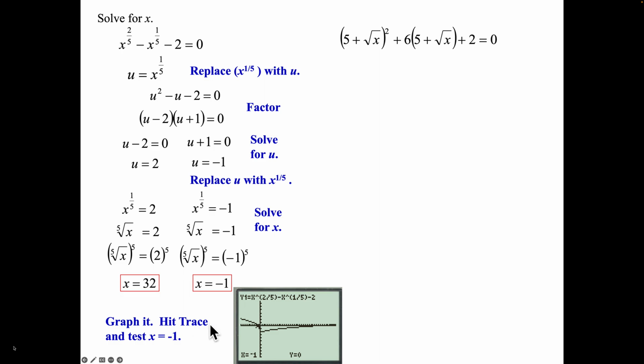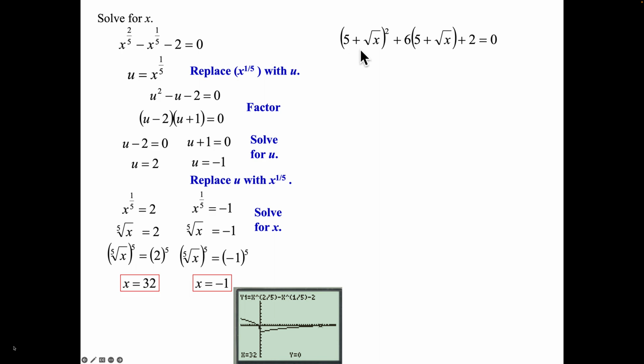I'm going to hit the trace button. I'm going to type in negative 1, and it gives me a 0. There's the 0. I type in 32. There it is. It's y equals 0, just like it says right there. That way I know both answers are correct.